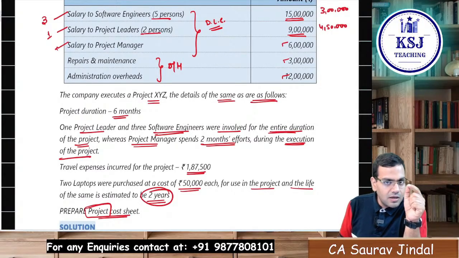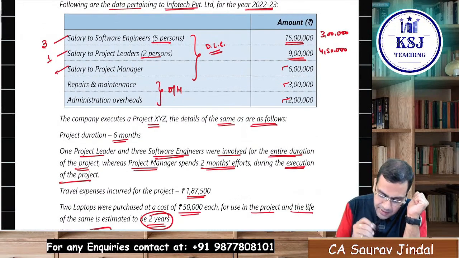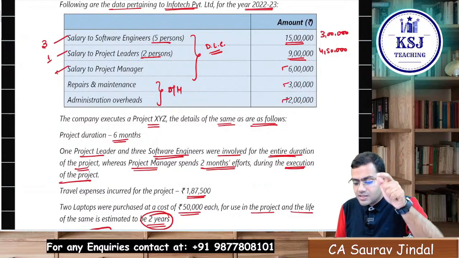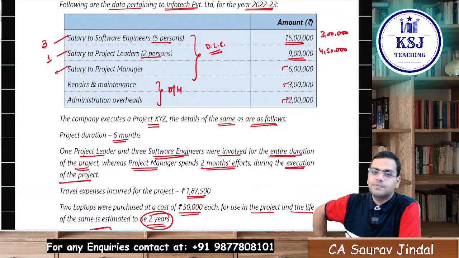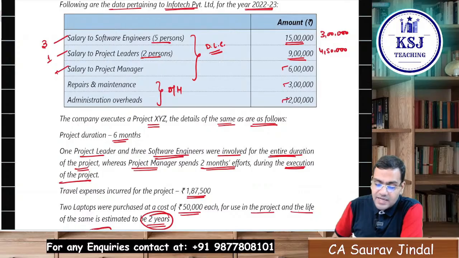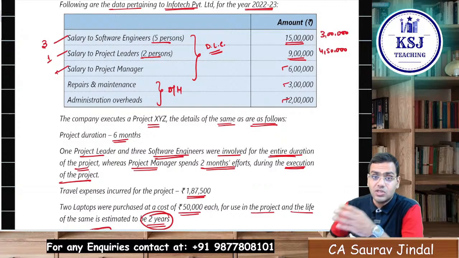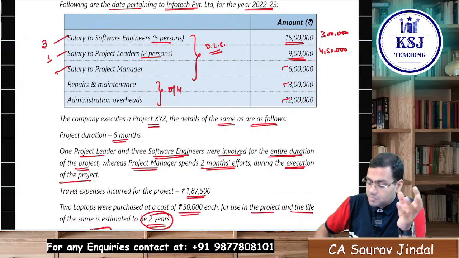Now comes the real problem. The problem is that this repairs and maintenance and administration overheads, 3 lakh and 12 lakh, how to allocate this 15 lakh to this particular project? This is the problem now. Sir, how to take these overheads? Now these overheads are not related to the particular project, and we cannot directly divide it on the basis of 6 months, because in the 6 months other projects will also be there. So how to take this 3 lakh and 12 lakh to this particular project, sir?